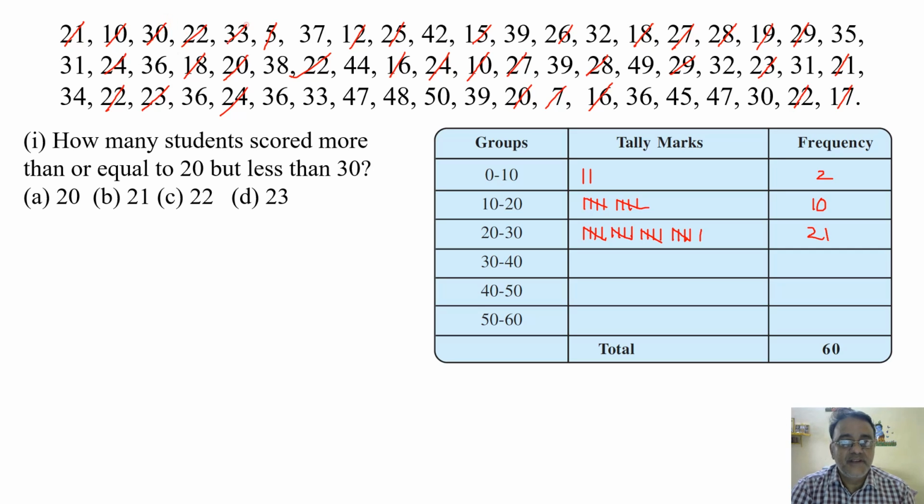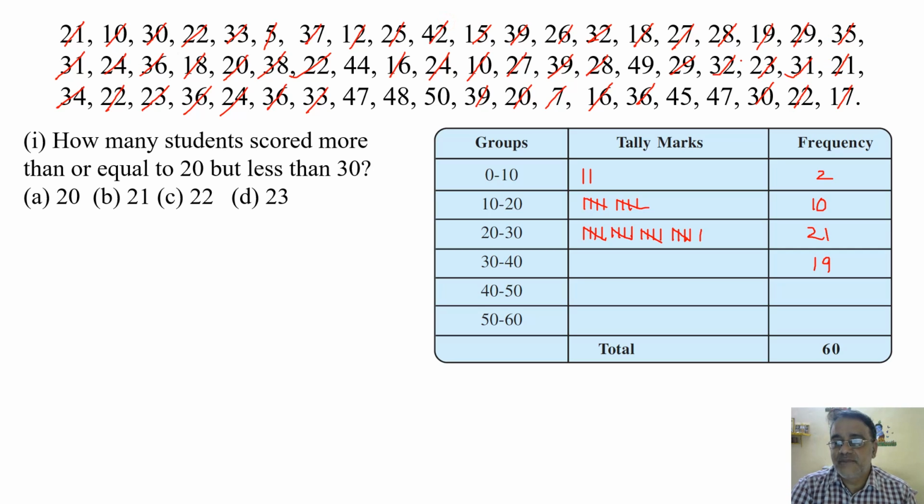So counting one by one, we got 19. I'm not writing tally marks, I'll write directly here. Right, 19. Next, 40 to 50. 40 is included, 50 is not included. So we'll start from here.